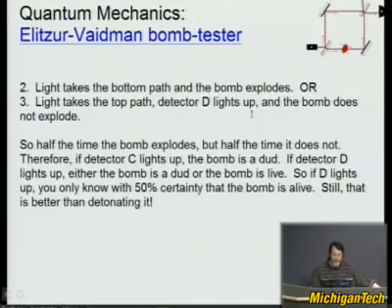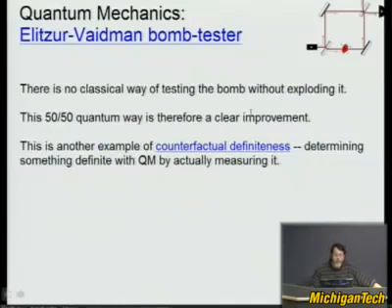Therefore, if detector C lights up, the bomb is a dud. If detector D lights up, either the bomb is a dud or the bomb is live. So if D lights up, you know with only 50% certainty that the bomb is alive. Still, that's better than not detonating it. So what do we learn? There is no classical way, without quantum mechanics, of determining if the bomb is live without exploding it. However, there is a quantum way, using quantum logic, trying to allow photons to take both paths sometimes. 50% of the time, you will find out that there is a live bomb.